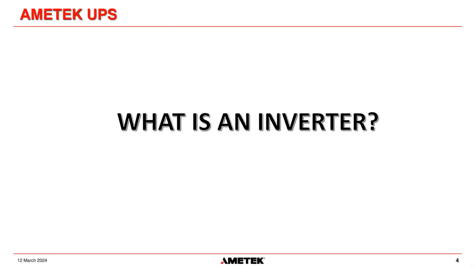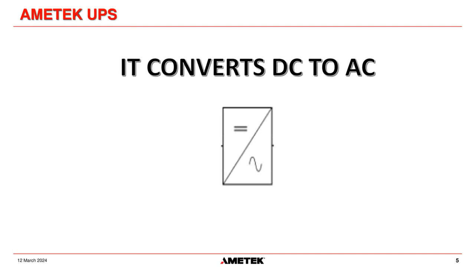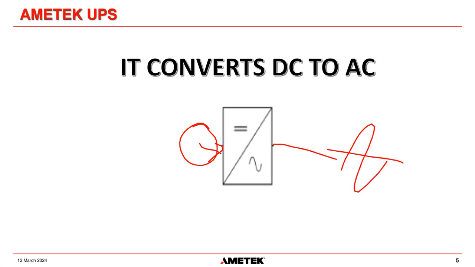So first of all, what is an inverter? We need to get that out of the way before we go any further. An inverter converts DC, which is on this side here, that would go into this connection here. Excuse my poor drawing abilities. And then on the output here, we would want to see a sine wave. Let me just move this so I get a better drawing.